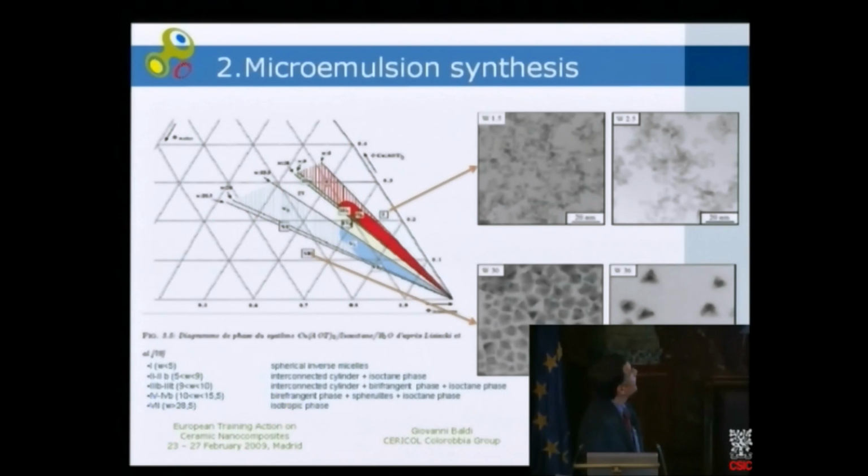As you can see, if we are in this region, spherical inverse micelles are created. Instead, if we are in this region 7, geometrical tetrahedra are created. So it's possible to change the shape of the particles, changing the ratio of the surfactant, apolar solvent, and water system.